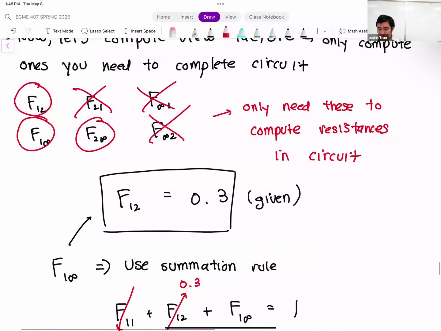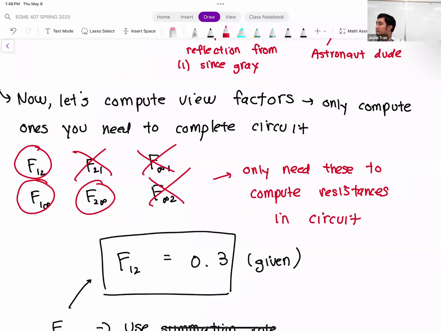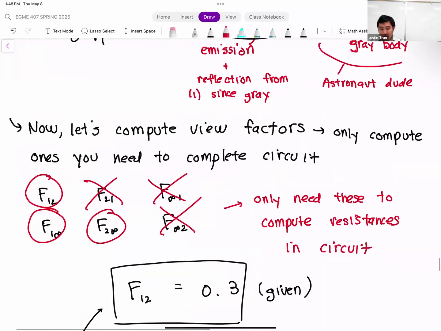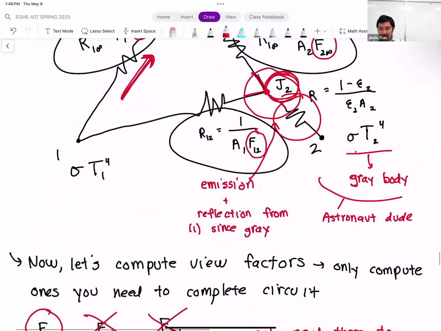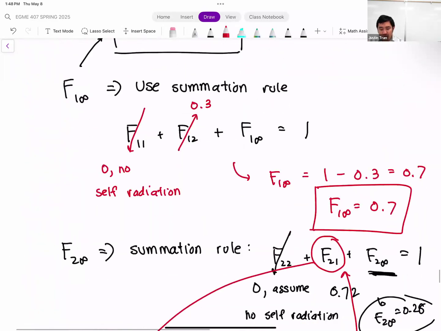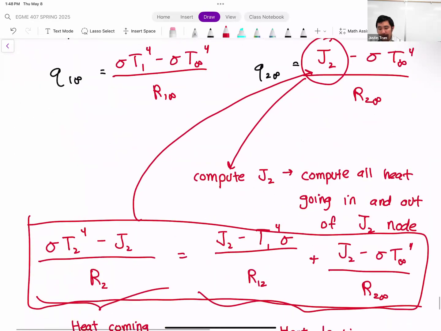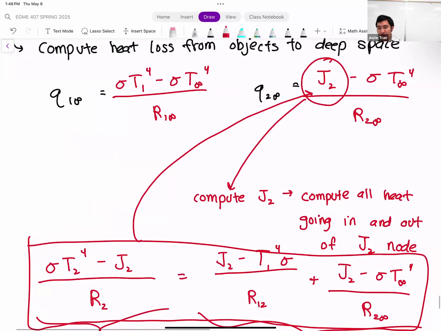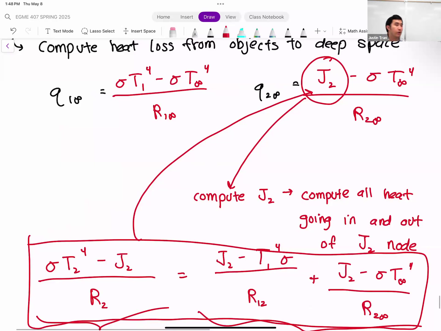All right. Any other questions on this problem here? Okay. But yeah, for these problems, I would definitely focus on drawing your thermal circuits and computing the view factors. And for the last part here, at least know how to set up these equations. And I think you'll be good to go on these types of problems.